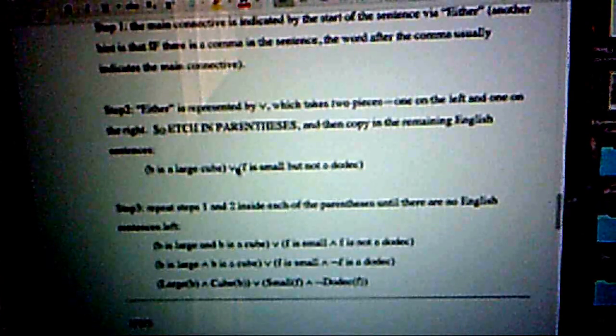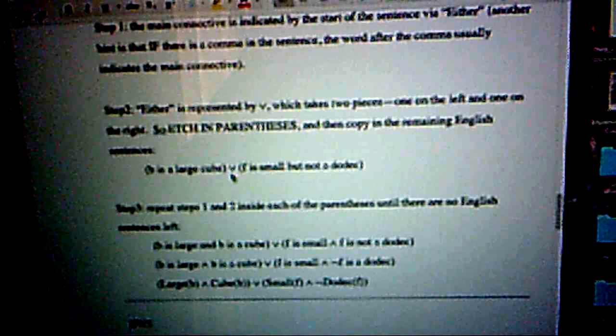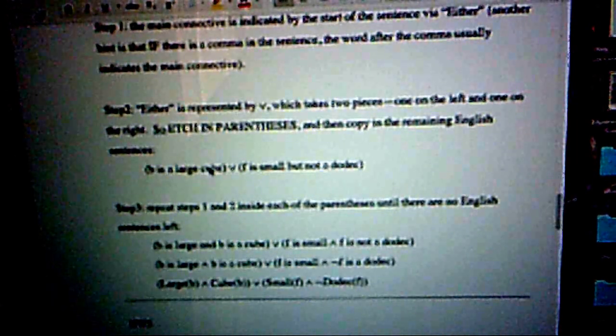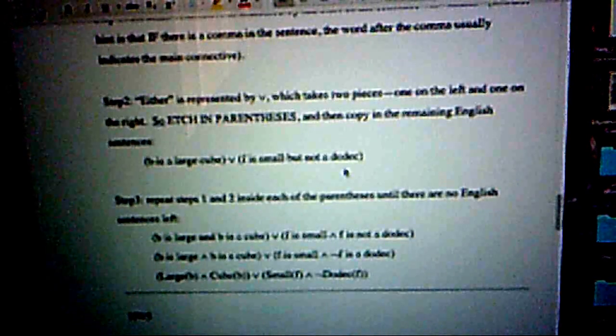The main connective in this case is determined by the structure of the thought. So if you think about it, since the sentence starts off with either, it's giving you options. That's the main connective. That's laying out the structure of the thought. Okay? So I write down the or first, and then I chunk each of the sides. I put in parentheses each of the sides. So there's the or, and then on the left side I have B is a large cube, and on the right side I have F is small but not a dodec. Okay, I repeat then that same process applied to each of the components until I can't break them down anymore.